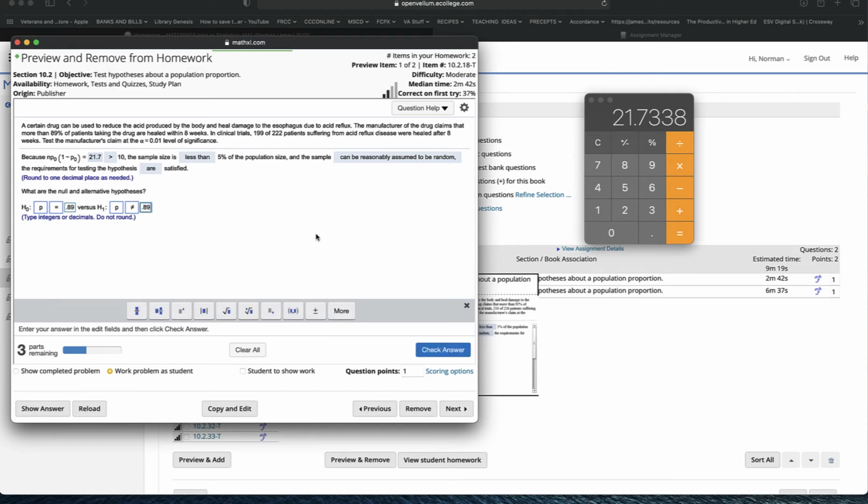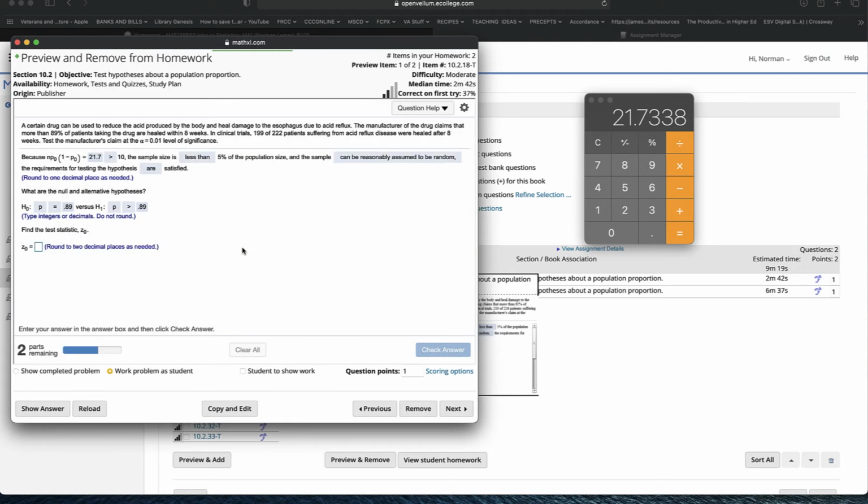Remember, the key on that is whether it's increased or decreased. Here we're just claiming that, oh, wait a minute. The drug manufacturer claims that more than 89%, so I need to change this to greater than. Sorry about that. So let's check our answer. Good thing we got it.